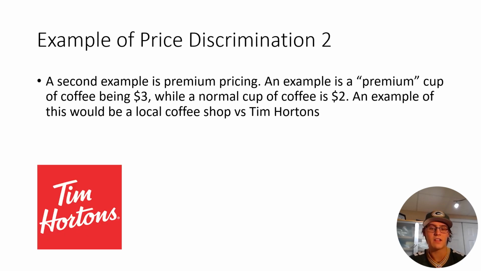The second example of price discrimination is premium pricing. An example is a quote-unquote premium cup of coffee being $3 from a local coffee shop, while a normal cup of coffee from, let's say, Tim Hortons is only $2. This is price discrimination because people are basically paying a higher price for essentially, in a way, the same product.